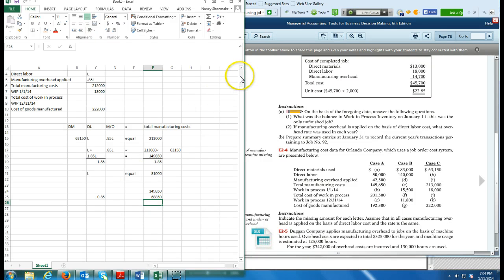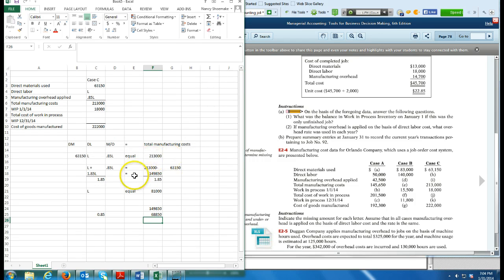So as we go back up here, we've needed to create this little formula to be able to figure out our direct labor is 81,000 and our manufacturing overhead is 85% of 81,000, or 68,850. Another way to see that our number is correct is our direct material, our direct labor, and our manufacturing overhead need to total our 213. Now they gave us the 213, so we knew that was correct, but this is just a way to go back and make sure our numbers fit.